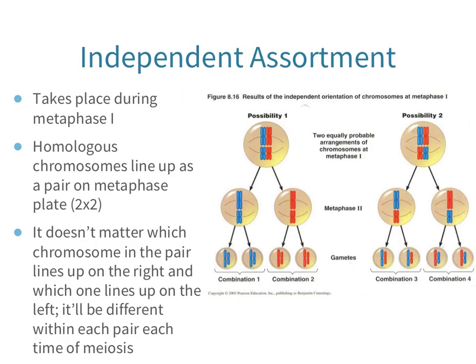So the second way we can generate genetic variation during meiosis is via this idea called independent assortment. And this takes place during metaphase 1.